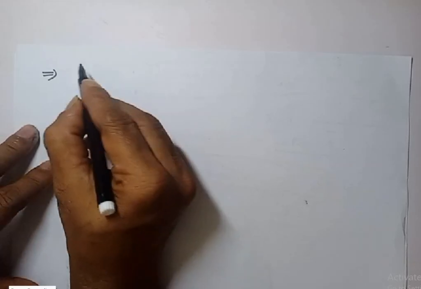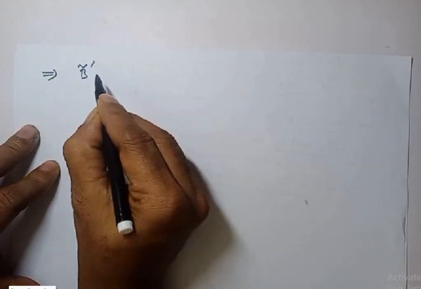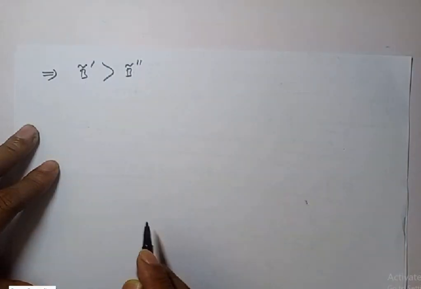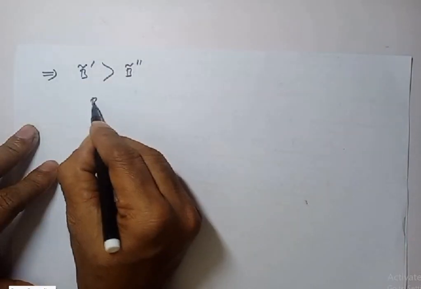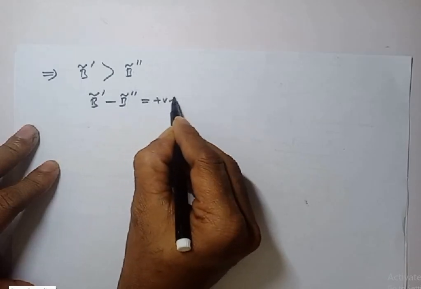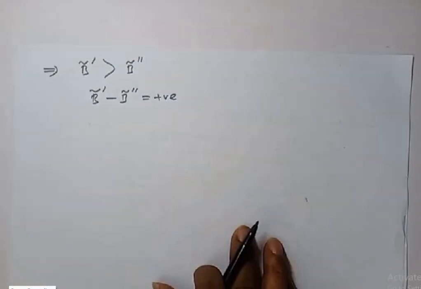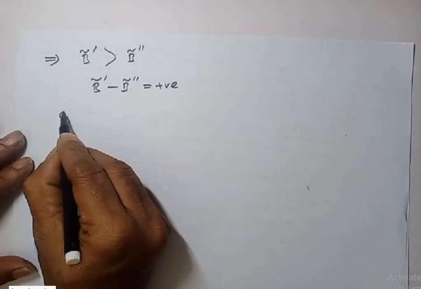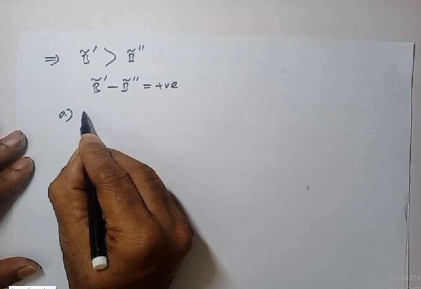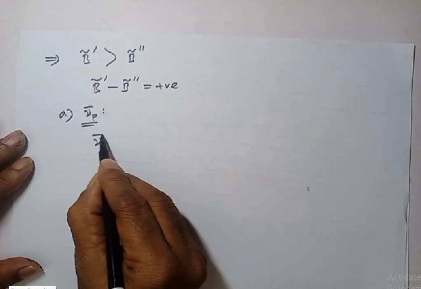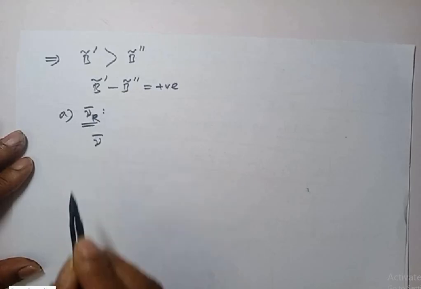In some diatomic molecules, B prime may be greater than B double prime. This may also occur. If B prime is greater than B double prime, then B prime minus B double prime is positive. If this is positive, what will happen on the R branch side, P branch side and Q branch side, we'll discuss. First, I'll take the P branch. I'm sorry, first I'll take the R branch.